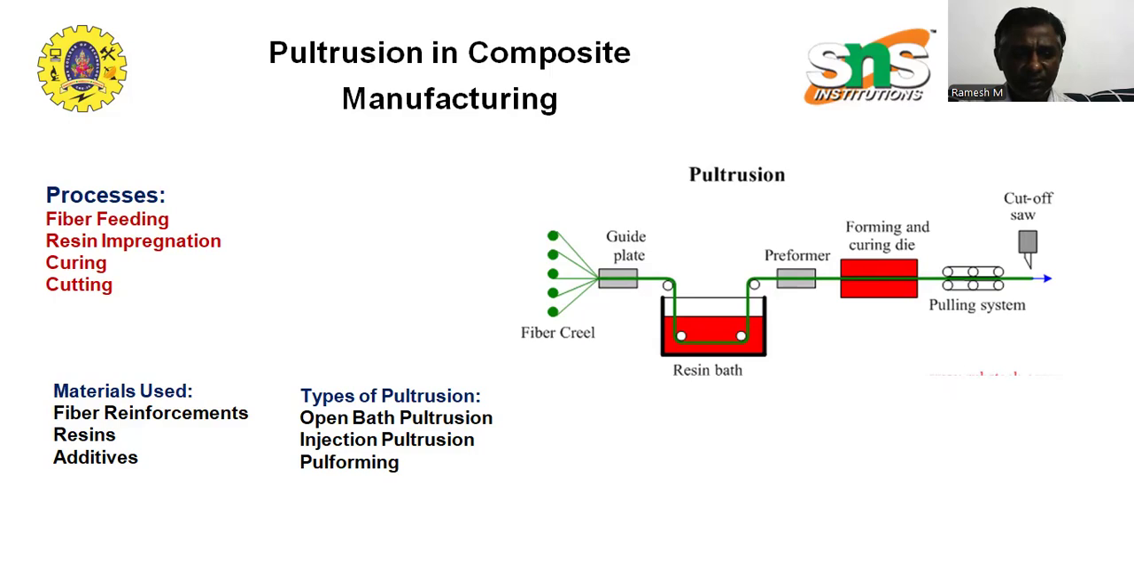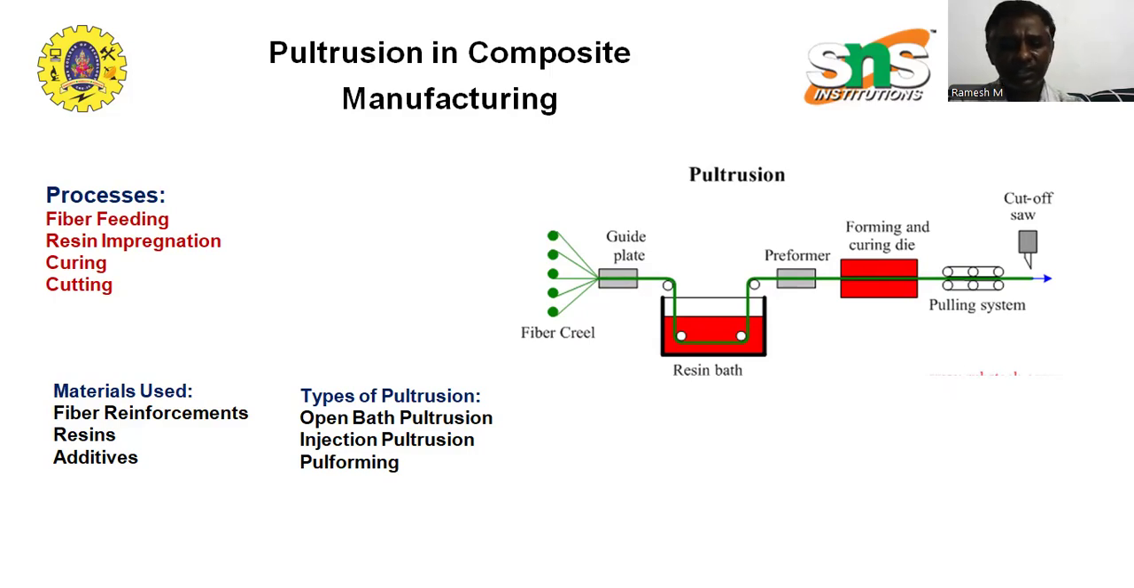Only thermoset resins are used here. Thermoplastic pultrusion is not typical here. So the limitations of pultrusion are: limited to constant cross section, the initial die cost is high, it is not ideal for complex geometries, and only thermoset resins are used typically.